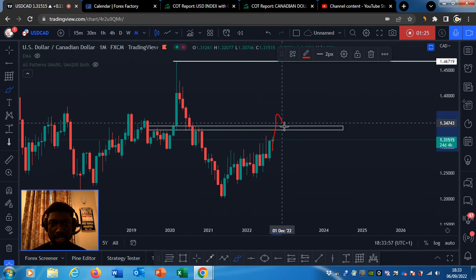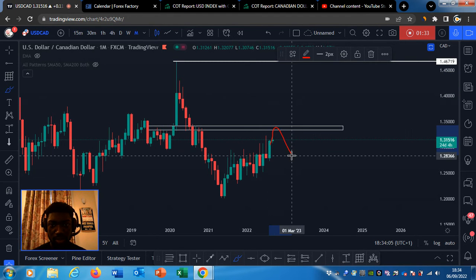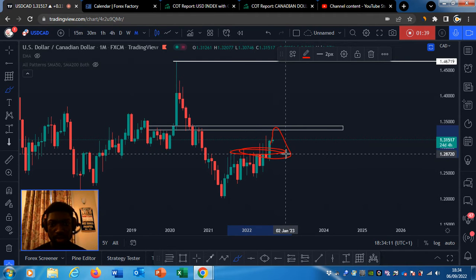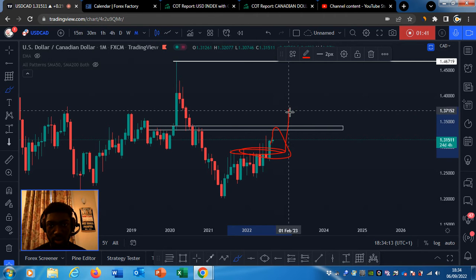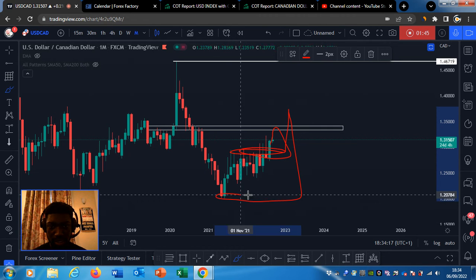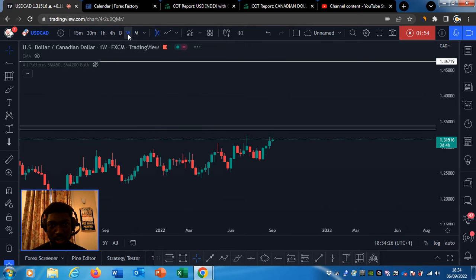analysis. Either we see a break of this resistance, turn support, to the upside, or we see what we call a retracement to the neckline of this bullish cycle before maybe a continuation to the upside or a continuation to the downside to test the lows of this price action. Now onto the weekly.